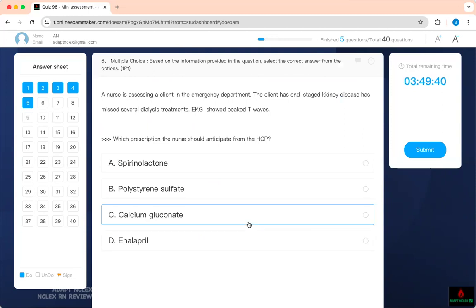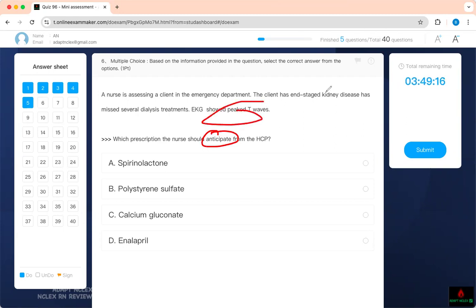Which prescription should the nurse anticipate from the healthcare provider? A nurse is assessing a client in the emergency department. The client has end-stage renal disease and has missed several dialysis treatments. EKG shows peaked T waves. Which prescription should you expect? Test-taking strategy, look at the way I'm going to approach it: anticipate medication. Peaked T waves, end-stage dialysis, missed several appointments. That means your K is going to be high. Peaked T wave is an EKG finding.